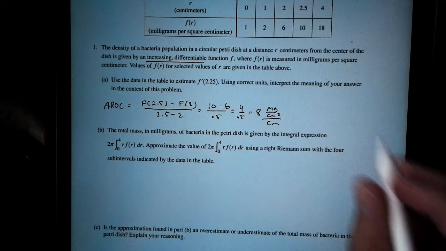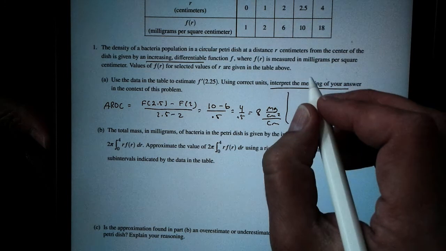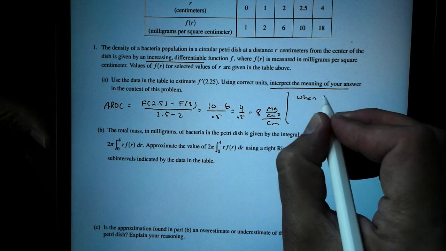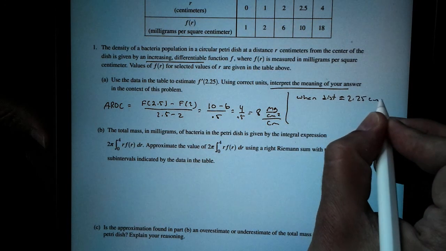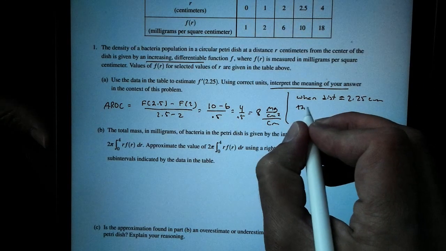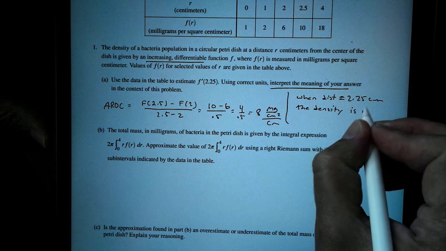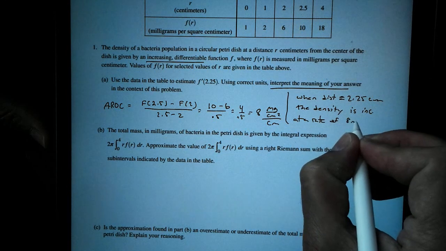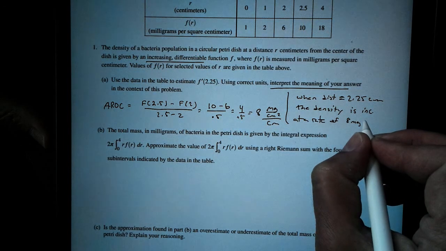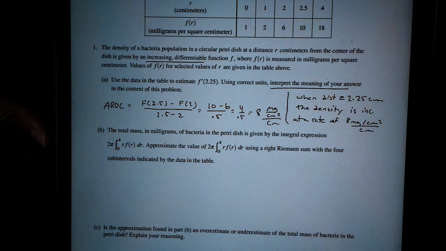So what does this tell us? Well, they do ask us to interpret the meaning of this, and of course this is just going to be: when the distance is 2.25 centimeters from the center, the density, this is a rate of change, is increasing at a rate of 8 milligrams per centimeter squared per centimeter. And that would be our unit. Don't make that centimeter cubed, that would be a little bit different of an answer.